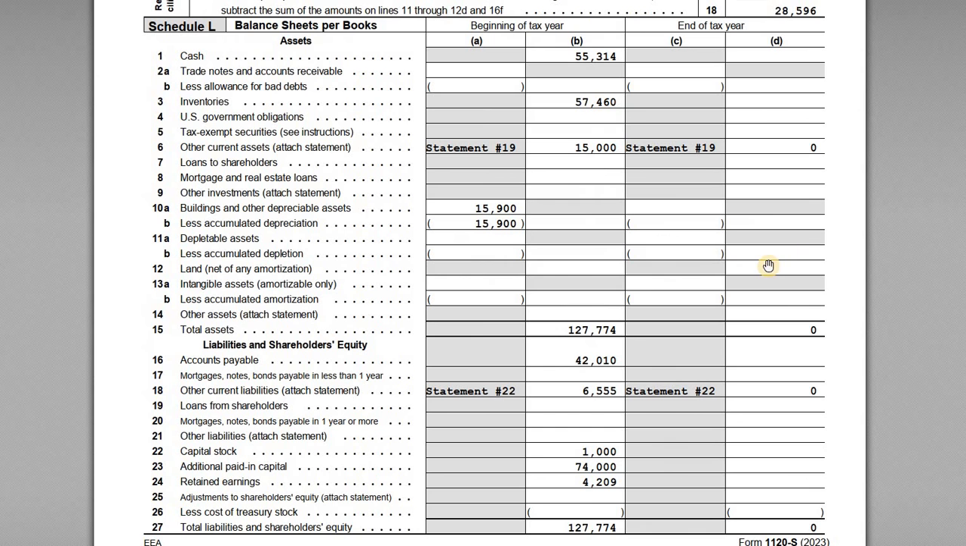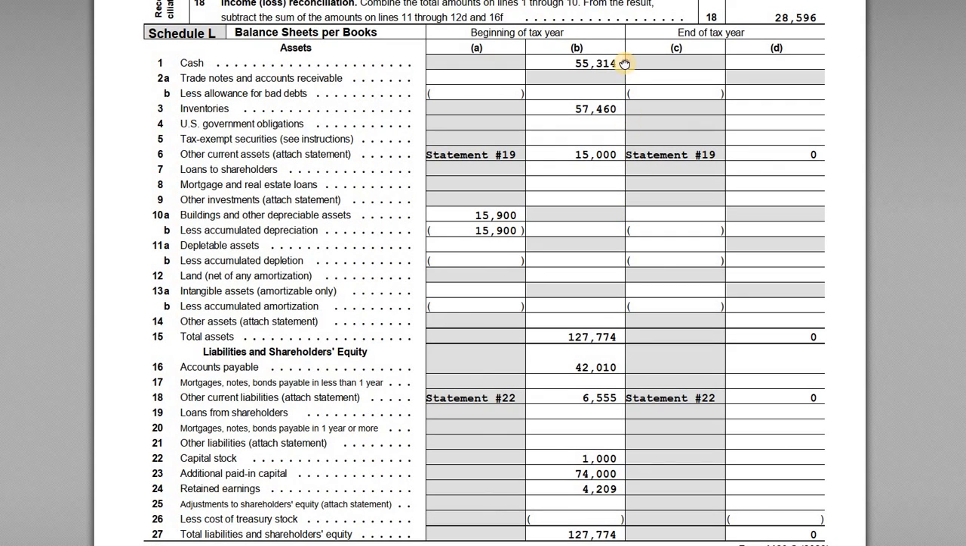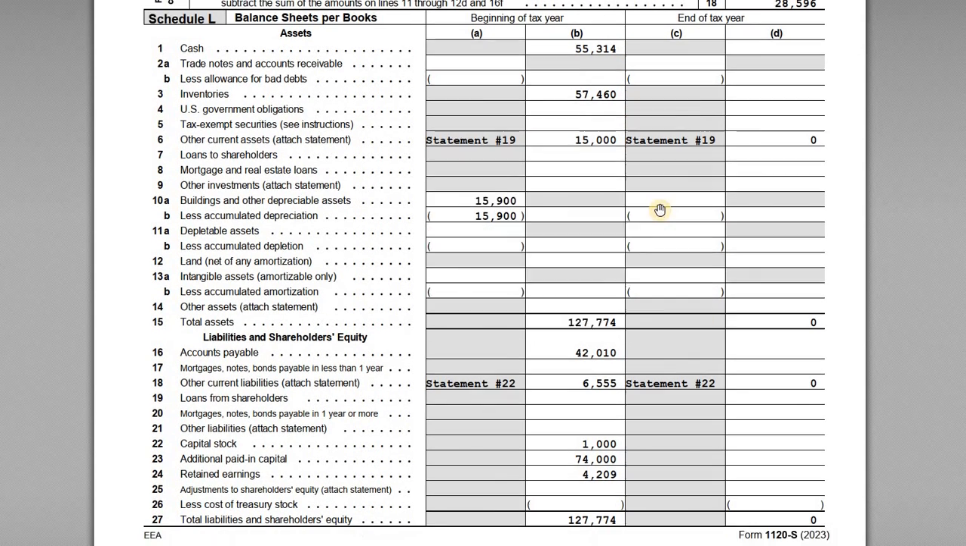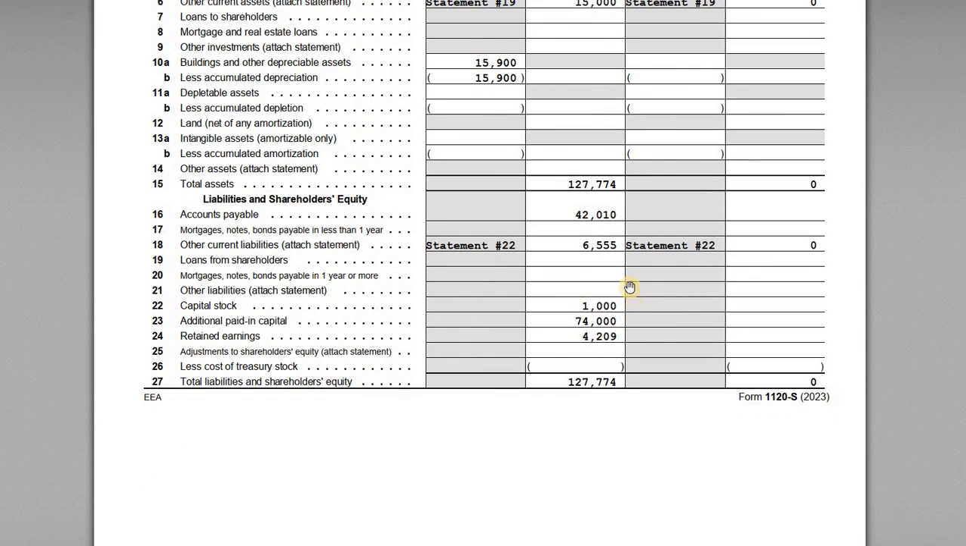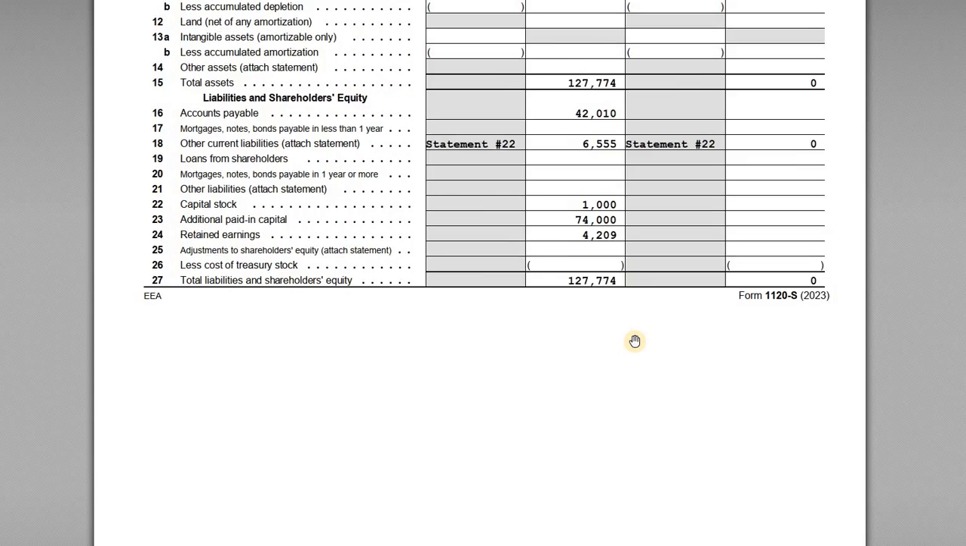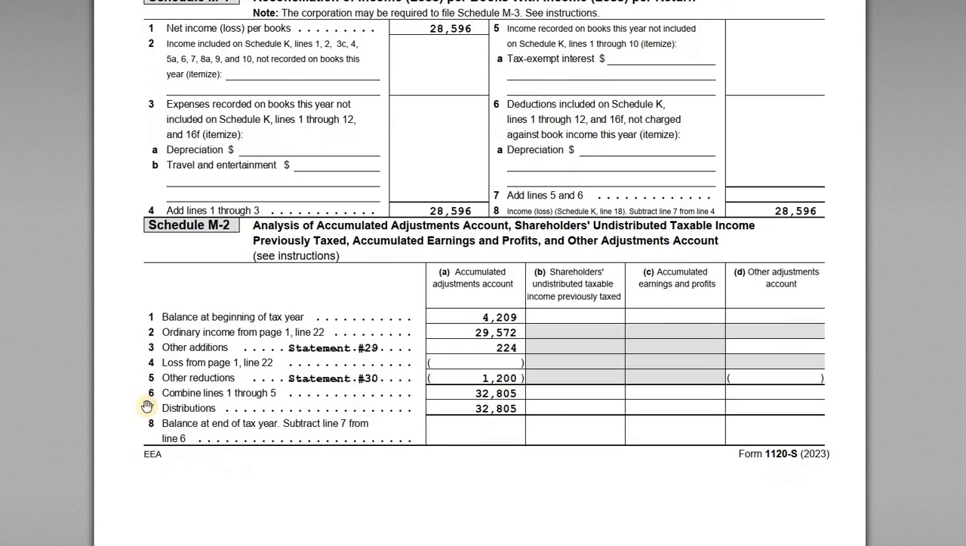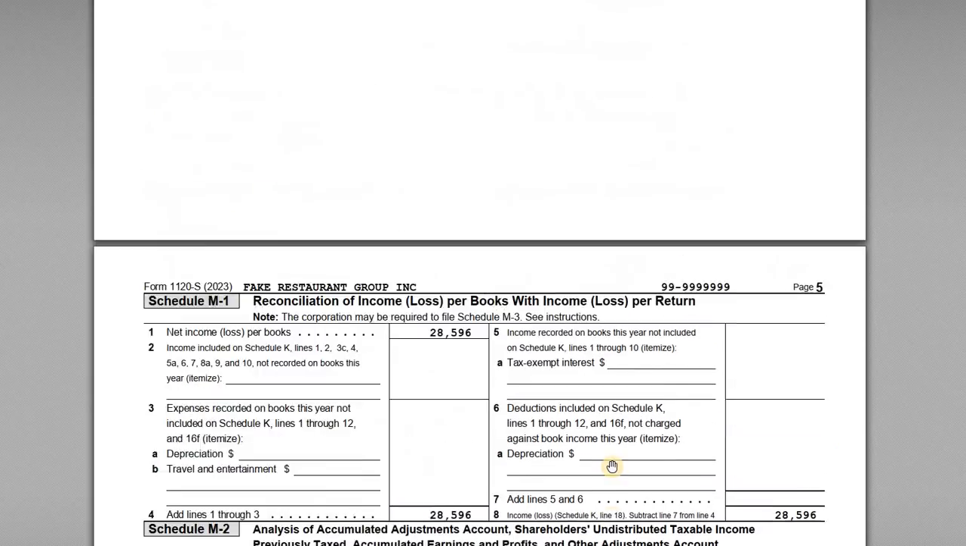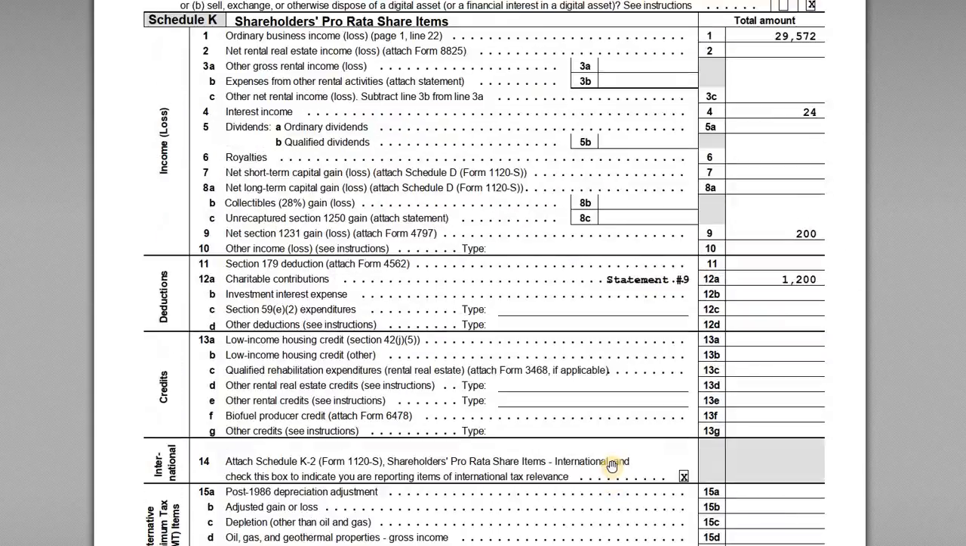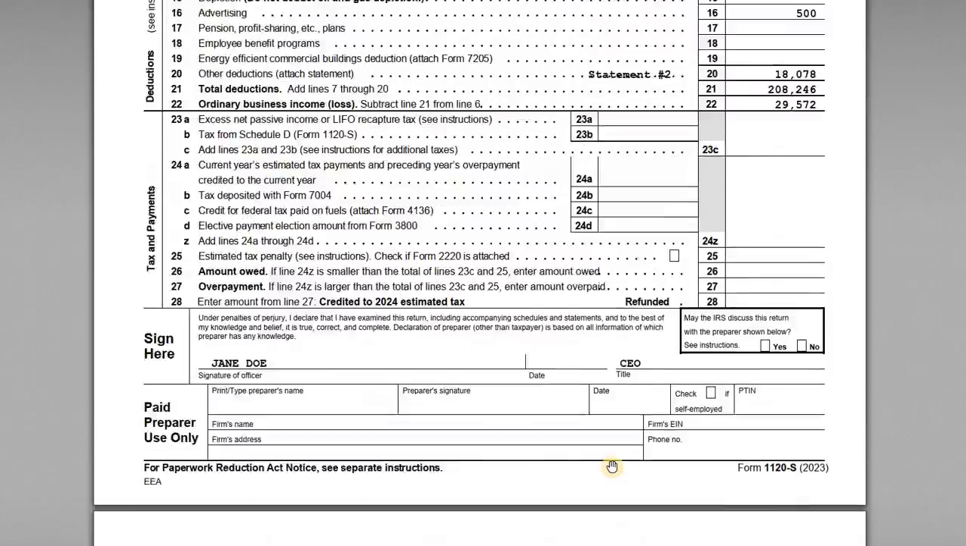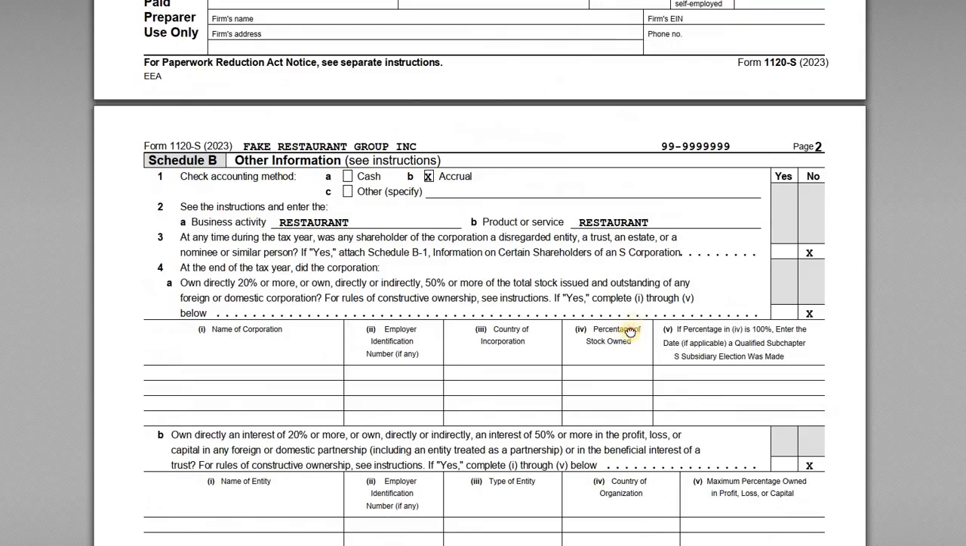So all of those balances need to get rolled forward to this year. So we've got our cash from last year, the inventory, security deposit, AP, the capital stock, APIC, and then our retained earnings balance. And then in the M2 rec, we've got line 1, balance at the beginning of the year, 4209. That's carried over from the balance at the end of last year. All right, so once those are completed, we can look at the questions on Schedule B.